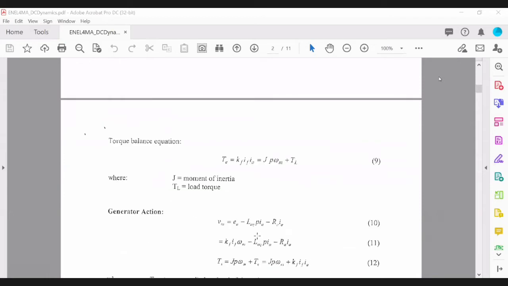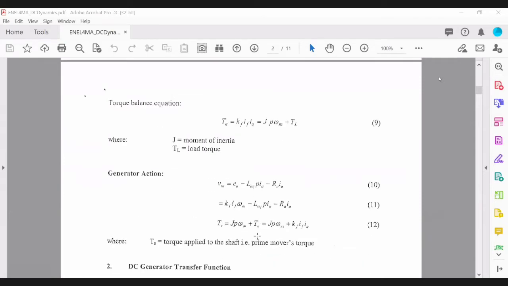In the generator mode, remember now a current is coming out of the equivalent circuit. So now you will have your induced voltage, and then you'll have to subtract those two terms. So that's minus IA RA and minus LA p, so that's di by dt. And again, this term we derived when we were doing the generalized machine theory for a DC generator. And so again, you can apply the same concept.